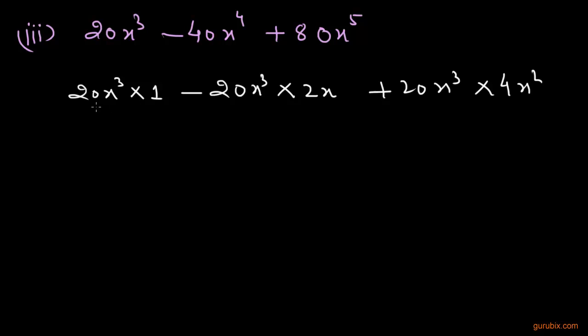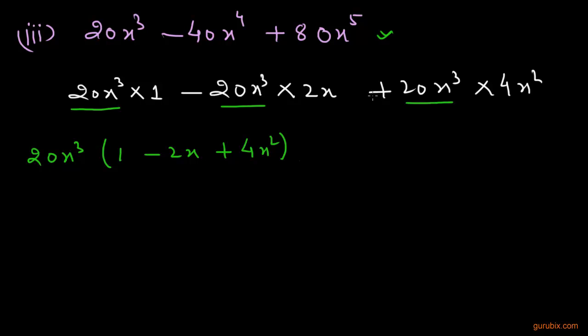Definitely we can. So this 20x cube is common in all these three terms of this algebraic expression. So we shall take common this 20x cube from all these three terms, and here there remains 1, here there remains minus 2x, and here there remains plus 4x square. So this is the factorized form of this algebraic expression. Now we shall move to the fourth part of this example.